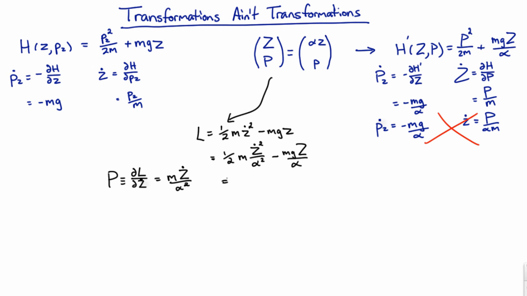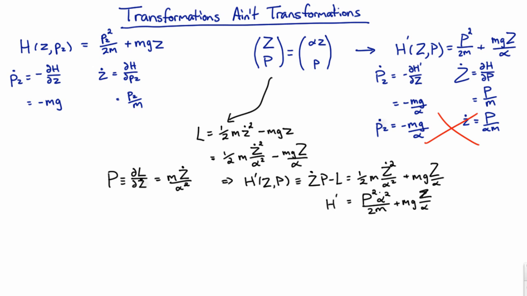And so now when we calculate our Hamiltonian in terms of our capital Z and capital P, it's defined as our capital Z dot times P minus the Lagrangian. And the fact that we have this version of capital P is going to change things. We're going to end up with a half m capital Z dot squared on alpha squared plus mg Z on alpha. And this, you'll note, is completely different from before, because now we have that alpha squared up there, which will fix our problems here.